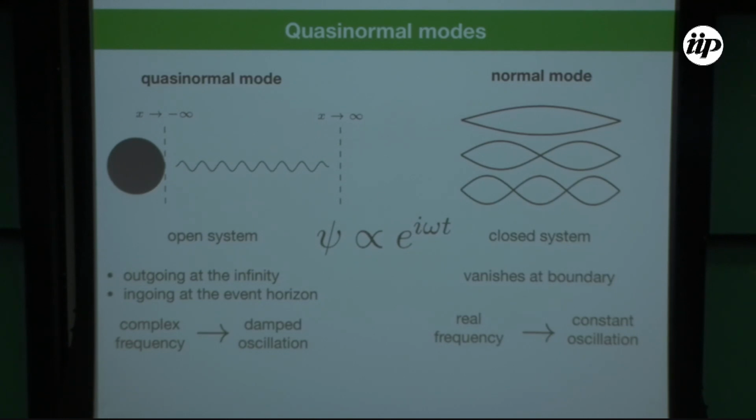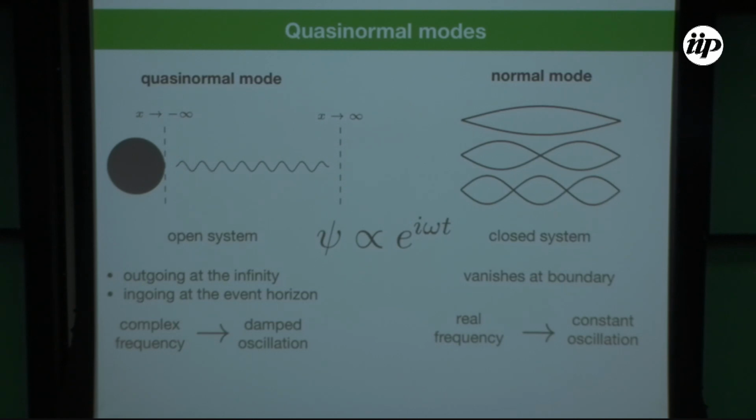So why do we call it quasinormal modes? We learn a lot of normal modes in physics, and a wave can be written proportional to e^{iωt}, where ω here is a frequency. And in the normal mode case, we have a closed system.